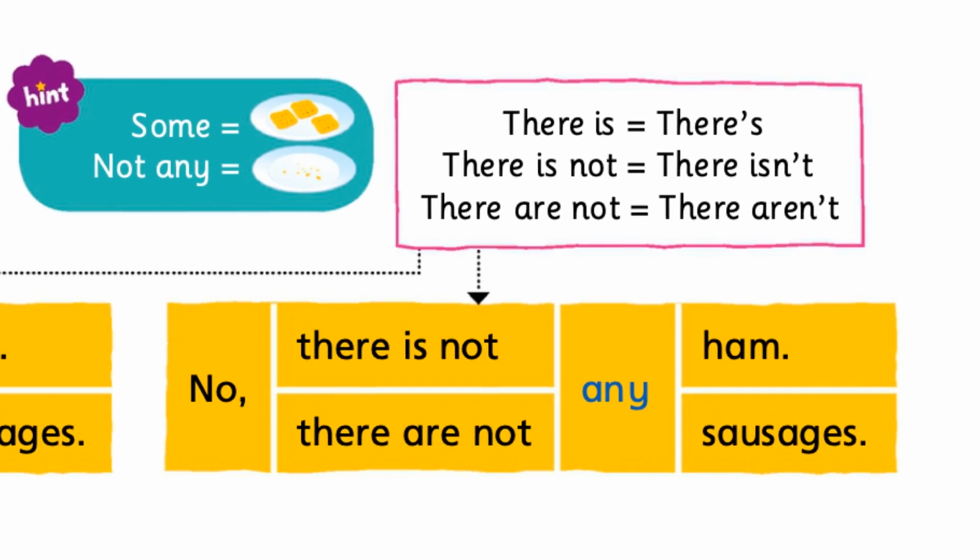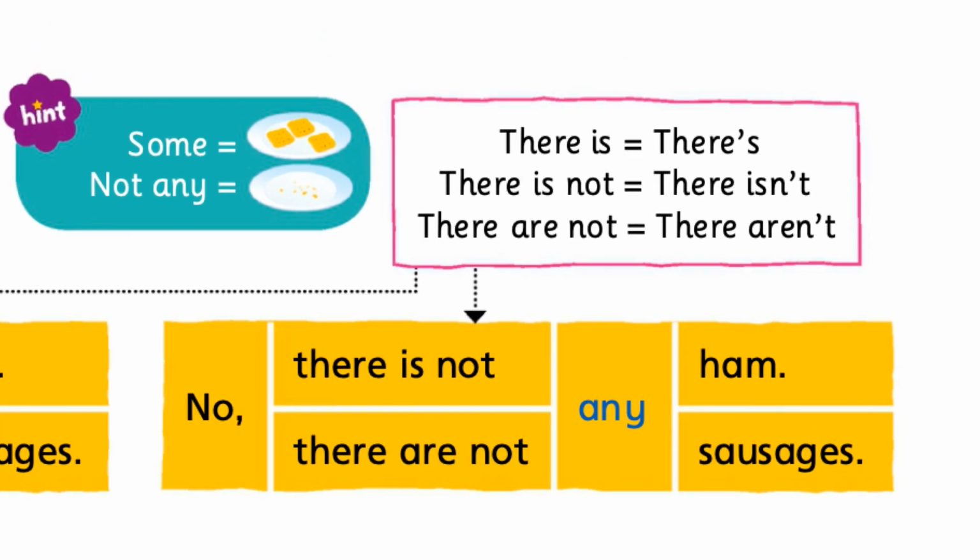Look at the box up here. We use the short form when we say the answer. There is becomes there's. There is not becomes there isn't. There are not becomes there aren't. But be careful. Note that we don't use the short form for there are.